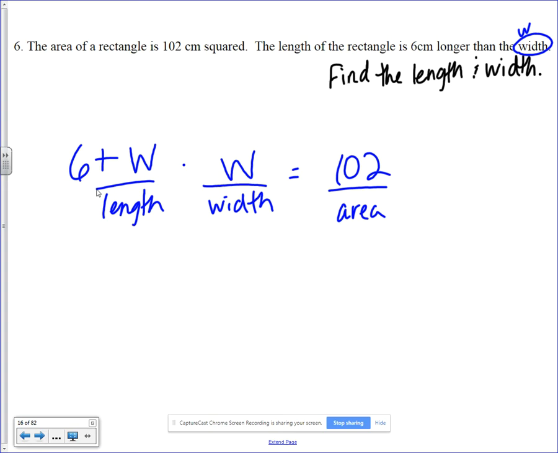Now this says the length of the rectangle is 6 centimeters longer. Longer means to add it on, right? So I'm going to take my W and I'm going to add on 6, and that's what my length is going to be. For example, if I told you that the width was 10 and the length is 6 longer, wouldn't you just do 10 plus 6? That's what we're doing here, but we don't know what W is.